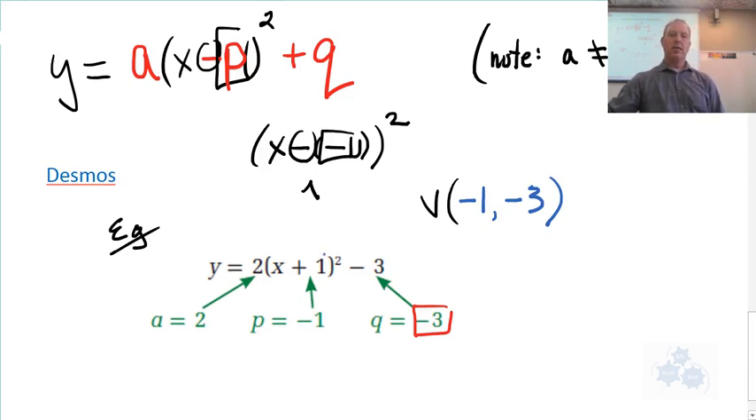So that's the strength of this form, that you can easily see the vertex. You can also easily see the direction that it opens, and you can easily see relatively how narrow or wide it is. Okay? So I'm going to put this into Desmos. y equals 2 times (x plus 1) all squared minus 3.